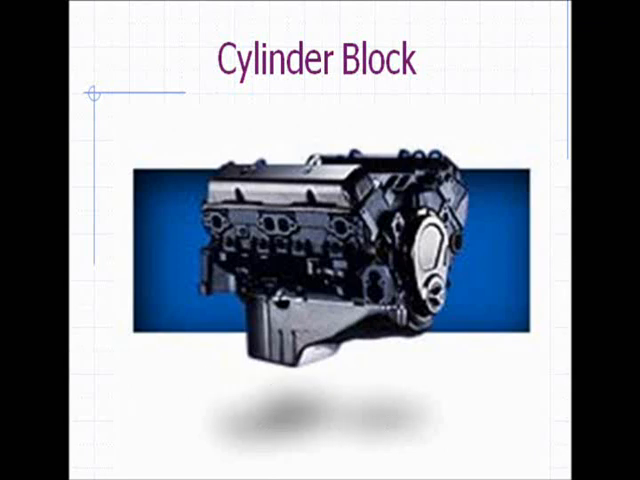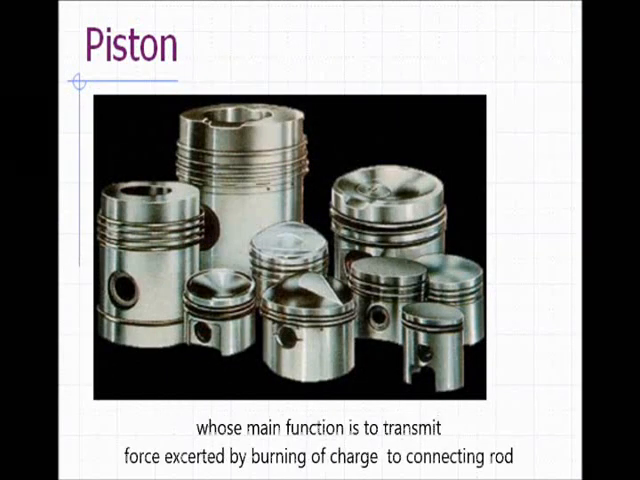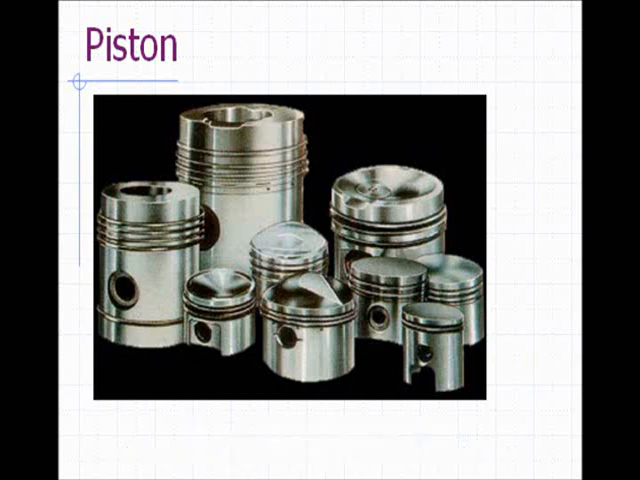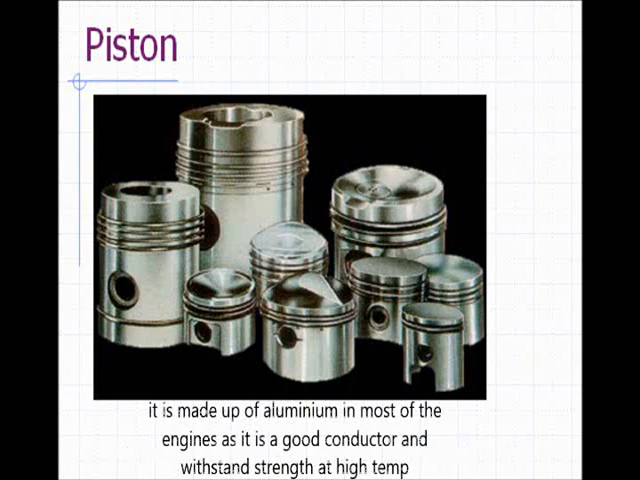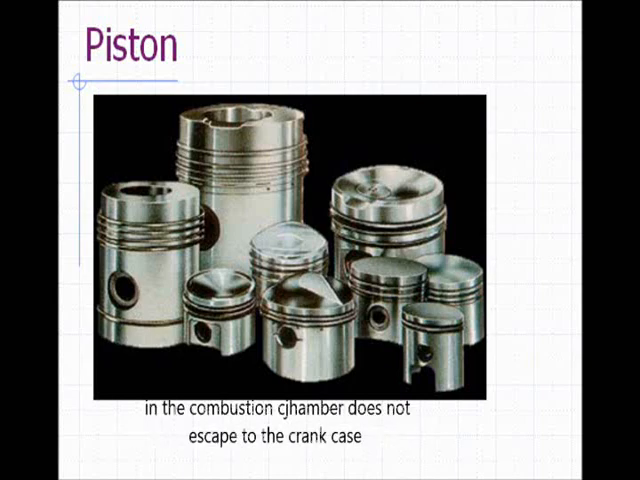The second part is the piston. It is considered to be the heart of an IC engine, whose main function is to transmit the force exerted by burning of charge to the connecting rod. It is generally made of aluminium, a good conducting material, and it withstands strength at a high temperature. The main function of the piston is to form a seal so that high pressure gases in the combustion chamber do not escape to the crankcase.